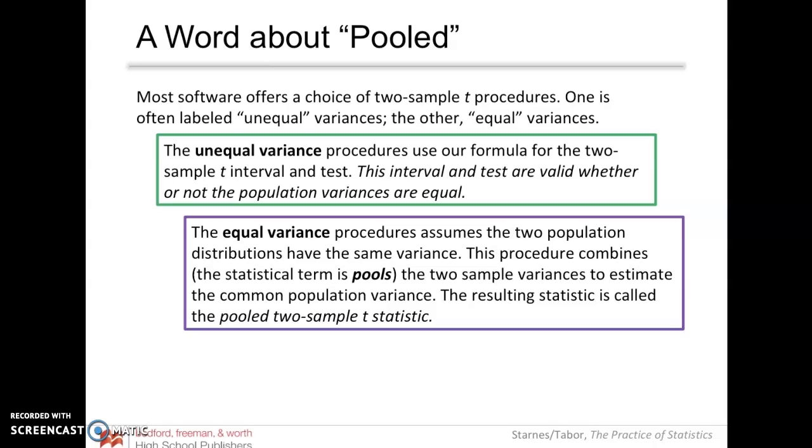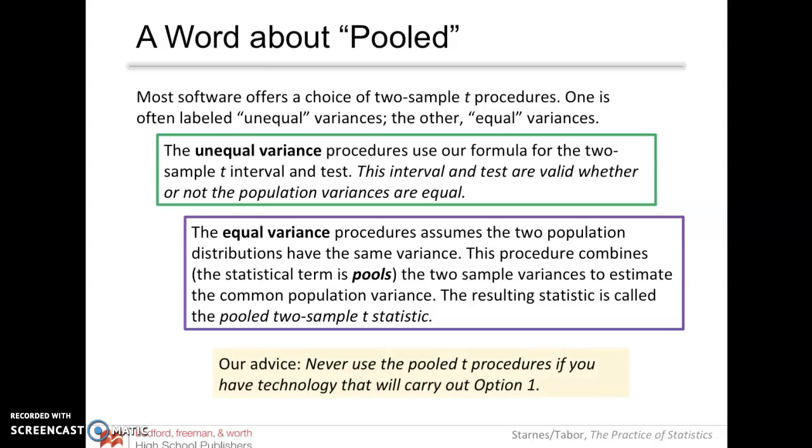This procedure, the statistical term is pools, combines the two sample variances to estimate the common population variance. The resulting statistic is called the pooled two-sample t-statistic. And this is what we did when we did a difference in proportion test. Our advice: never use the pooled t procedures if you have technology that will carry out option one. So if we're going to use our calculators, we're not going to do pooling. We're just overall not going to do pooling with means.